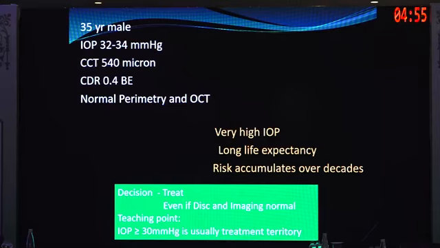35-year male, IOP 32 to 34, CCT 540, CDR 0.4, normal perimetry and OCT. So here things are normal. CDR is 0.4, normal perimetry and OCT, but the IOP is very high. CCT is almost normal and IOP is very high.